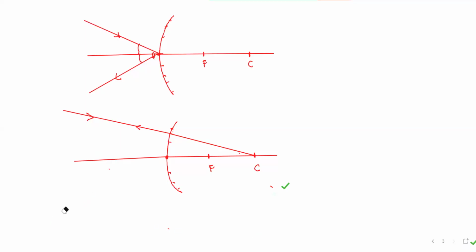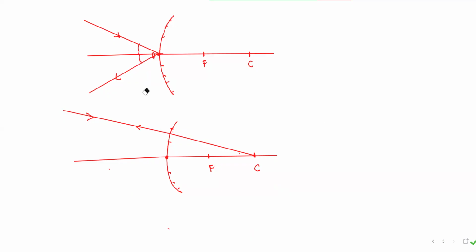Quickly, let's go into image formation. If you don't have any question, we are starting with image formation with convex.